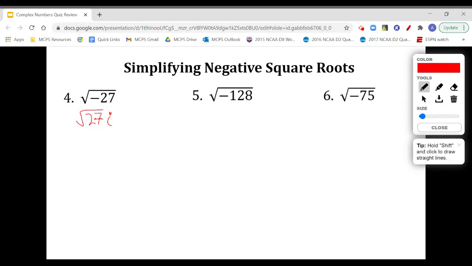It doesn't come out as a perfect whole number, so when we say simplify, we mean find two factors where one is a perfect square, and we are specifically looking for the greatest perfect square. So if you make a list of perfect squares, for instance, 1 squared is 1, 2 squared is 4, 3 squared is 9, 4 squared is 16, etc. Your list of perfect squares is basically going to be this.